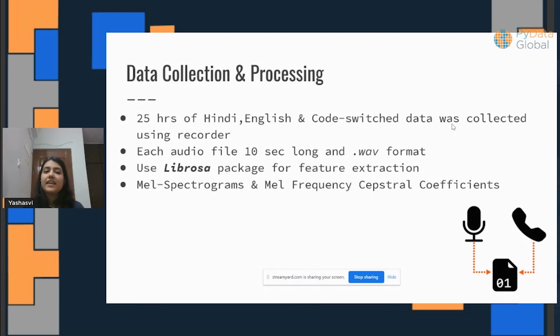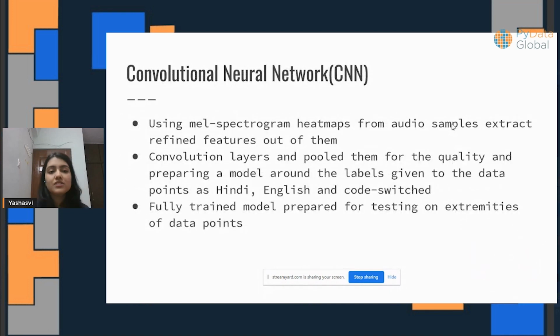For pre-processing, apart from the Python libraries like NumPy and sklearn, Librosa was the go-to package for pre-processing the audio data. This is the package that basically helped us to get the important features like MEL spectrograms and MEL frequency cepstral coefficients. So, coming to the convolutional neural network.